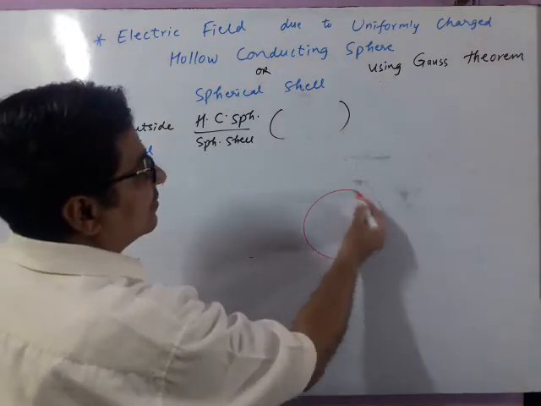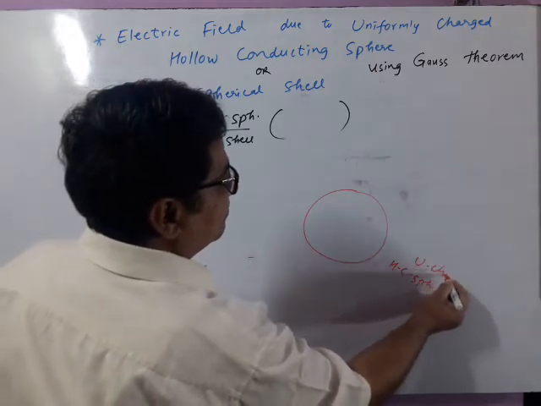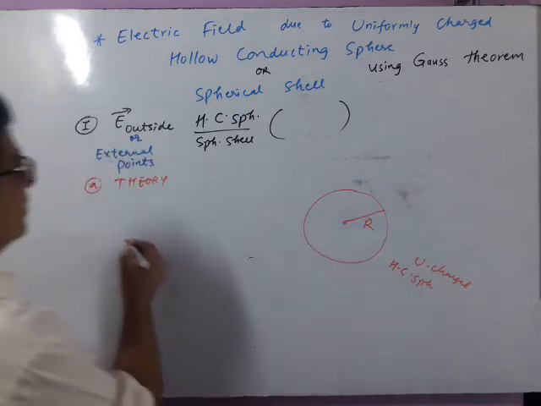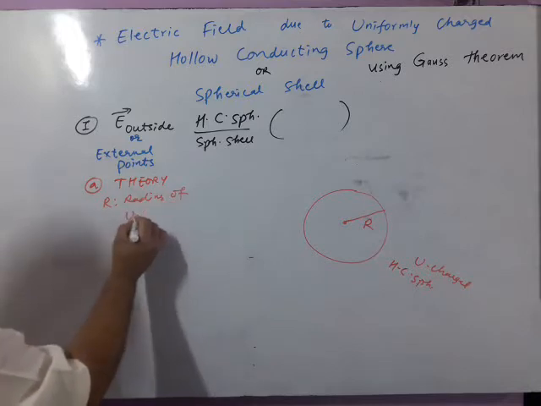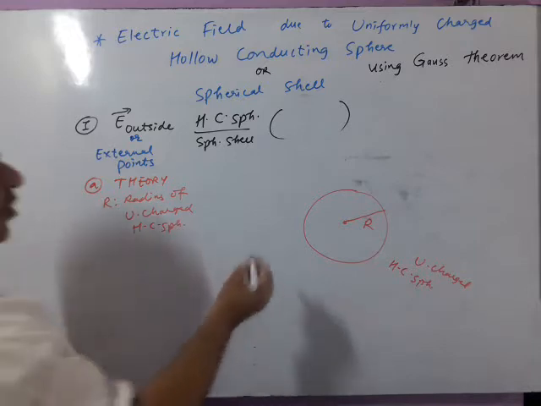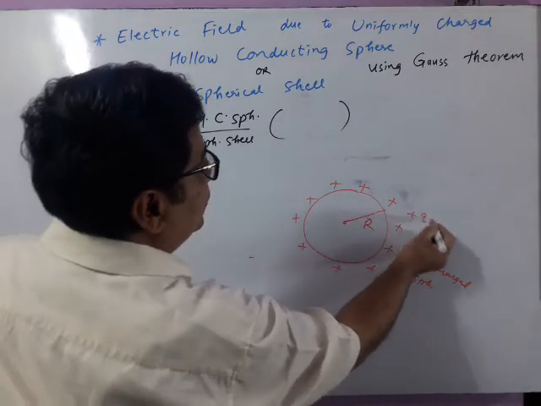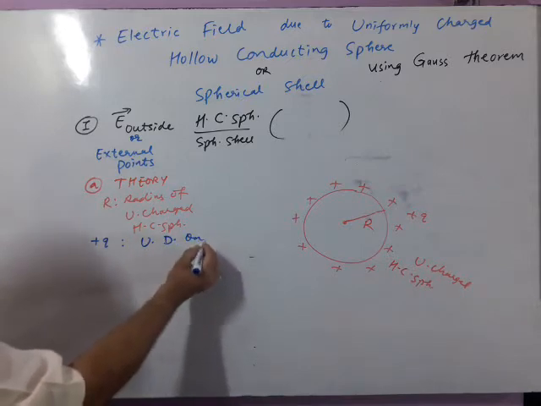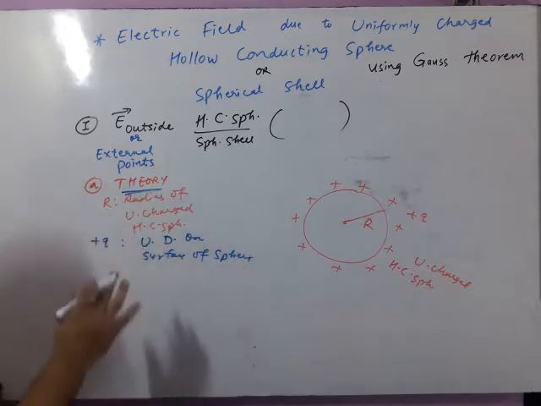Let us consider uniformly charged hollow conducting sphere of radius R. Remember, this is the radius of the uniformly charged hollow conducting sphere on which plus q charge is uniformly distributed. This is plus q charge uniformly distributed on the surface of the sphere. This is called the theory part.